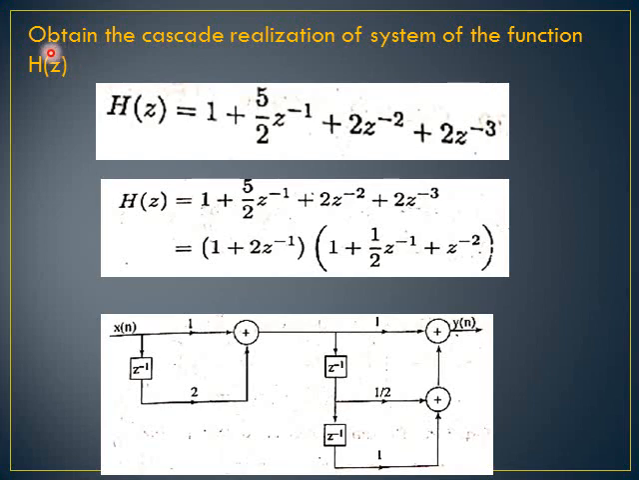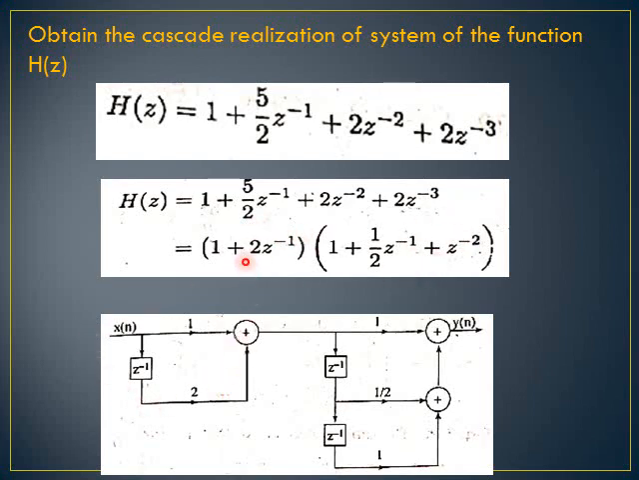Let's take one more example. Obtain the cascade realization of the system H of z. This is the transfer function. Now you need to factorize. You get 1 plus 2 z raised to minus 1 into 1 plus 1 by 2 z raised to minus 1 plus z raised to minus 2. So this would be H1 of z. This is H2 of z.